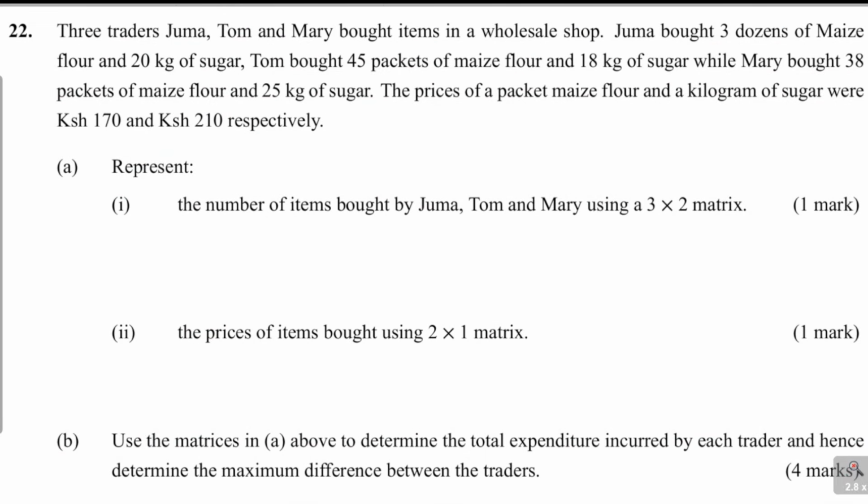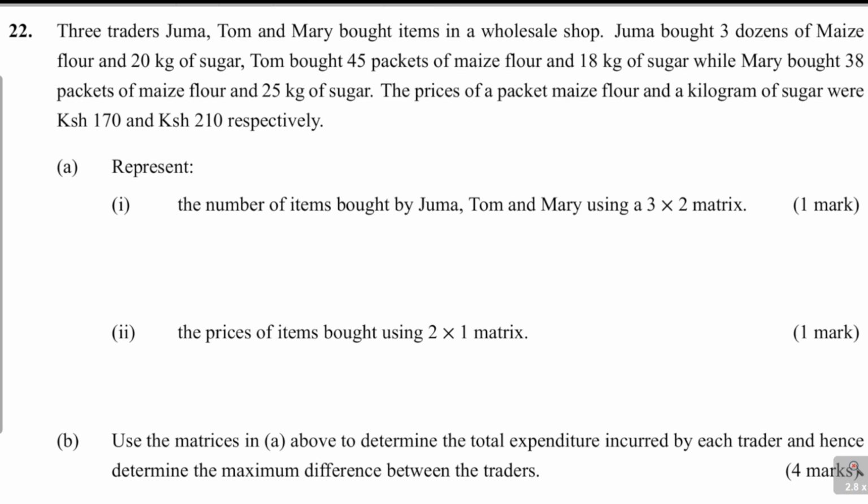Question 22. Three traders, Juma, Tom, and Mary, bought items in a wholesale shop. Juma bought 3 dozens of maize flour and 20 kg of sugar. Tom bought 45 packets of maize flour and 18 kg of sugar, while Mary bought 38 packets of maize flour and 25 kg of sugar. The prices of a packet of maize flour and a kilogram of sugar were 170 and 210 respectively.